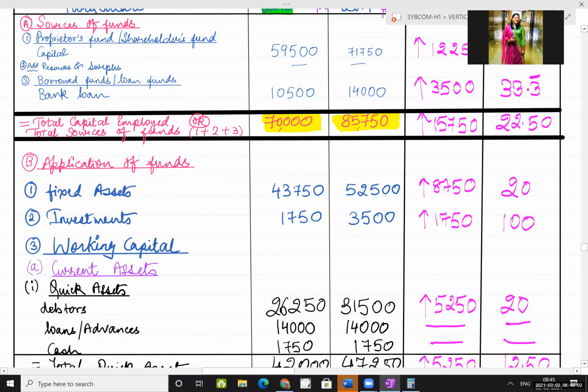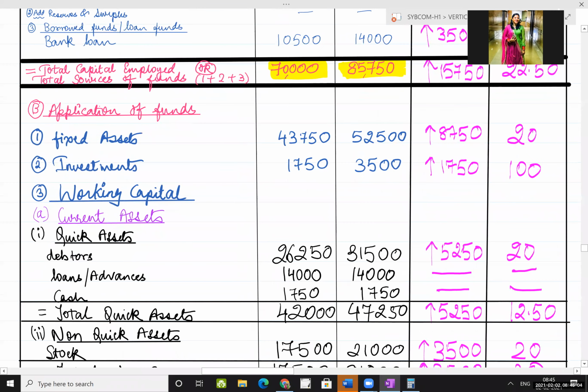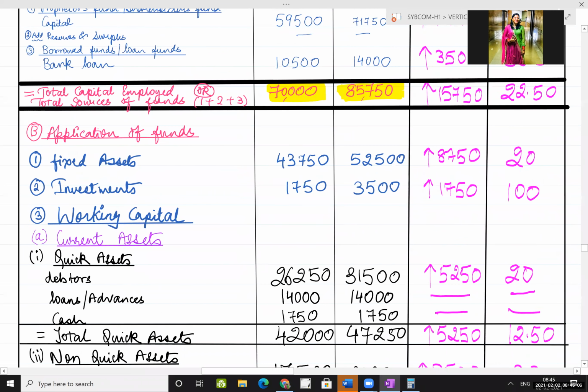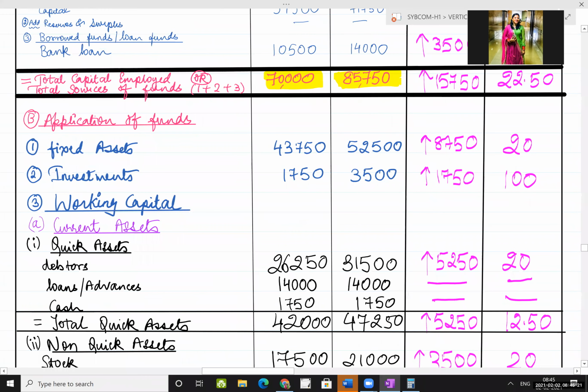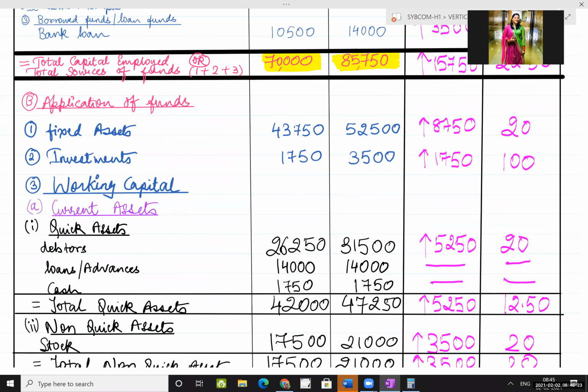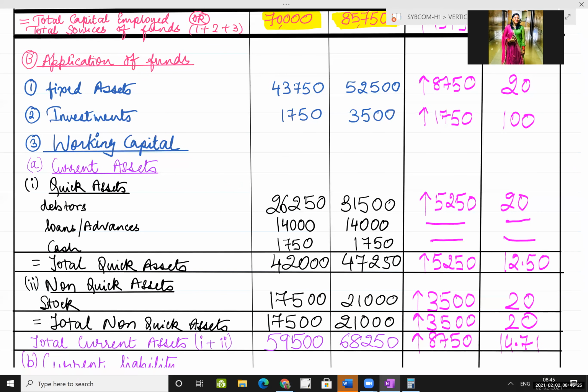Next, application of funds. जो पैसा आया through sources of funds, वो आपने कहाँ कहाँ invest किया. So we invest in fixed assets, other investments, that is long-term investments, and we need money for working capital. Okay. So fixed assets. How much is my fixed assets? 43,750.